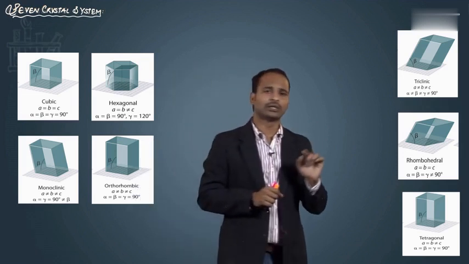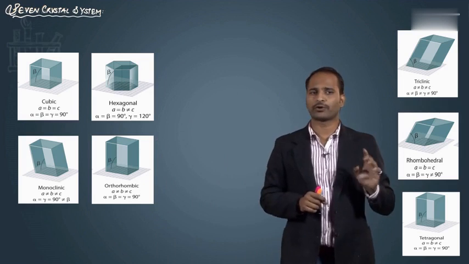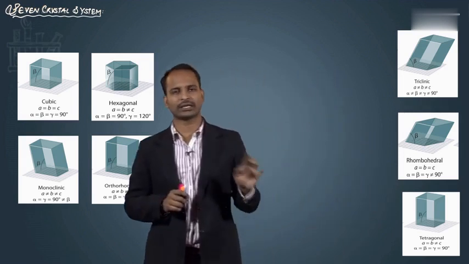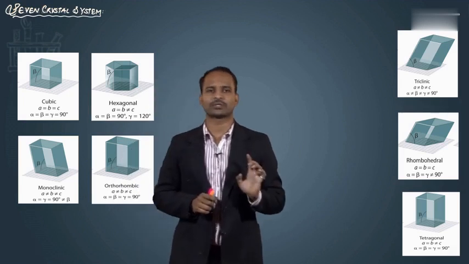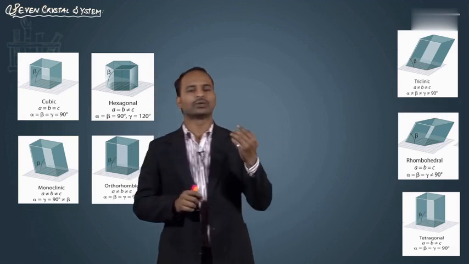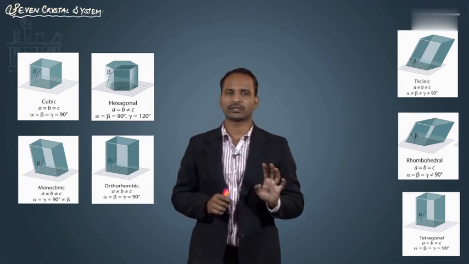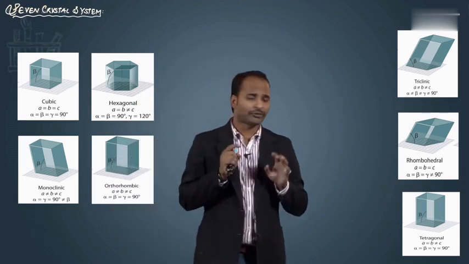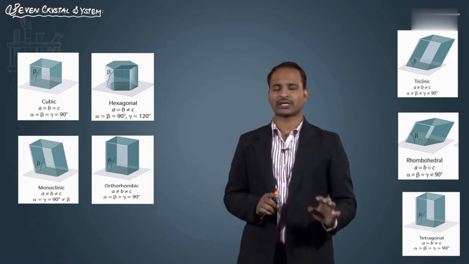For hexagonal, 2 sides and 2 angles are equal. For rhombohedral, think of a rhombus: all the sides are equal, but all angles are not 90 degree. And the last one is monoclinic, where no sides are equal, but 2 angles are 90 degree. So these are the 7 crystal systems which are observed in crystalline solids.